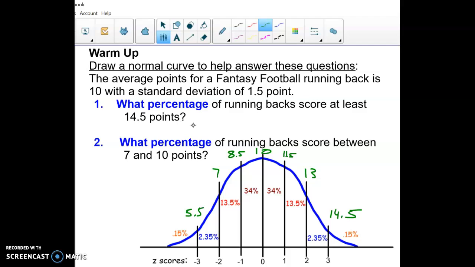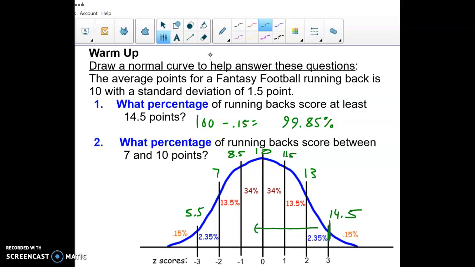And then what percent score at least 14 and a half? So that's right here, right? So at least, that would be all the ones this way. All of these numbers are at least 14 and a half. So it would be everything except these ones. So honestly, I would do 100% minus 15 hundredths of a percent. So that would be like 99.85% score at least 14.5 points.